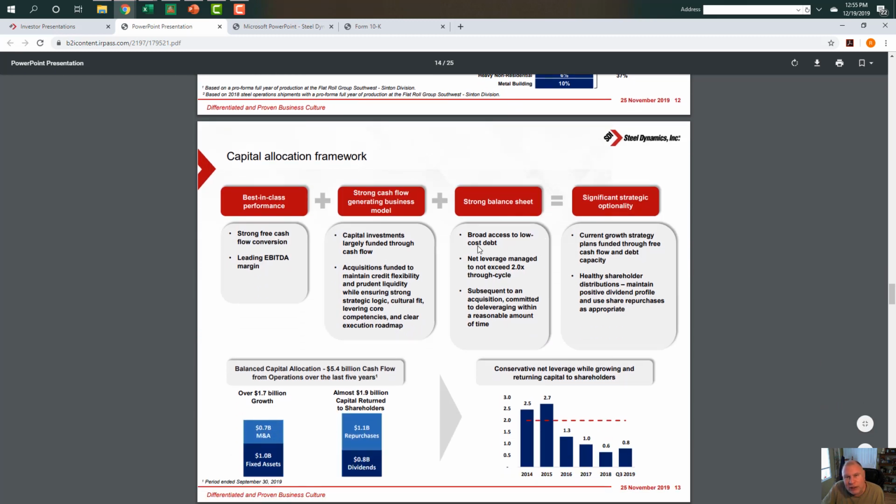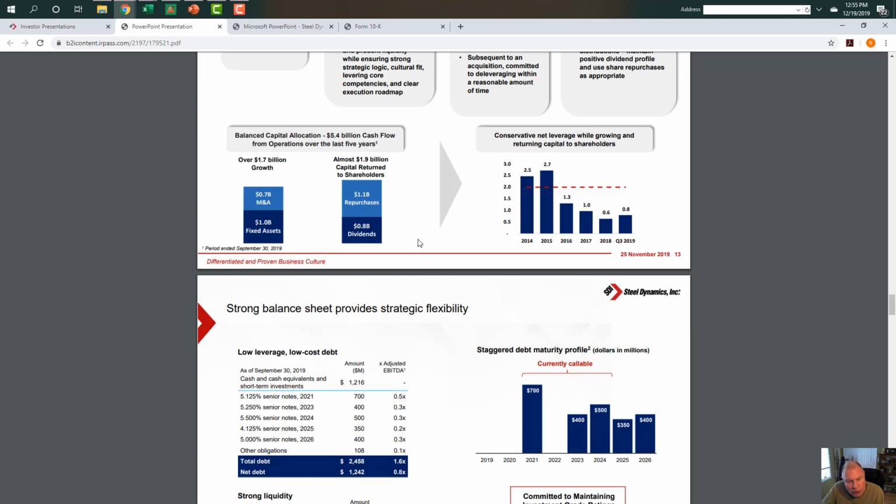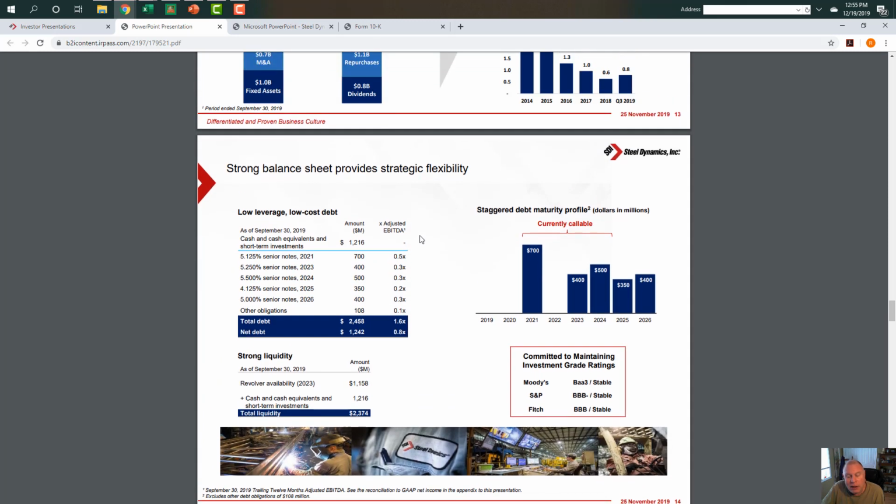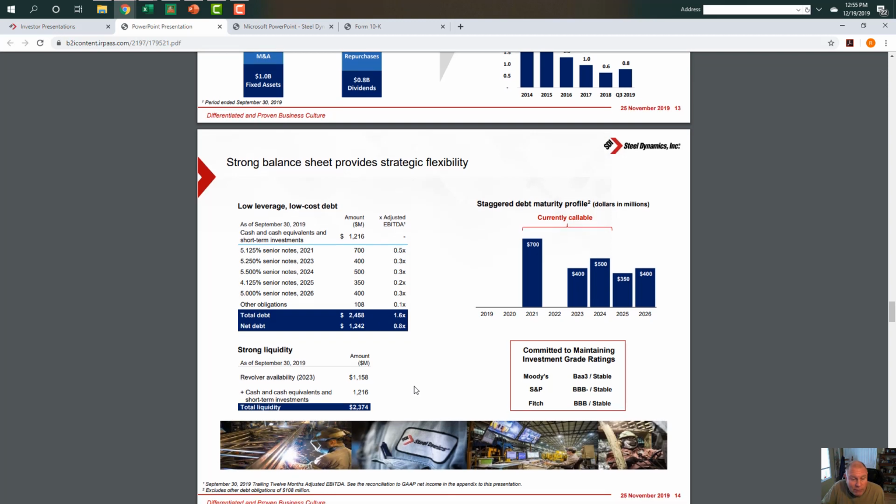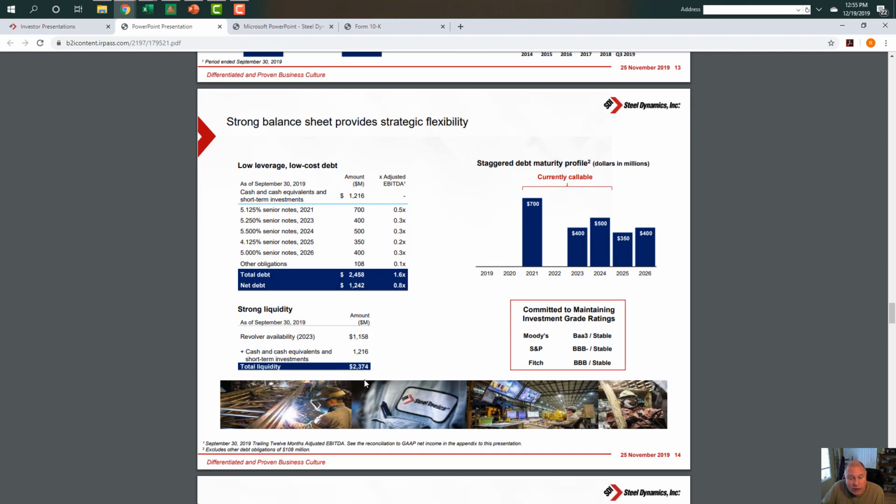In each one of these sections, we'll talk about capital. This talks about capital. The strong balance sheet, when we take a look at liquidity, and this is where you're going to have to do some work, is look at liquidity here. It's telling us that they basically have total debt of $2.4 billion, cash and cash equivalents of $1.2 billion. So they have net debt, they're saying, of $1.2 billion. But they have money available on their line of credits, so they have pretty good liquidity.